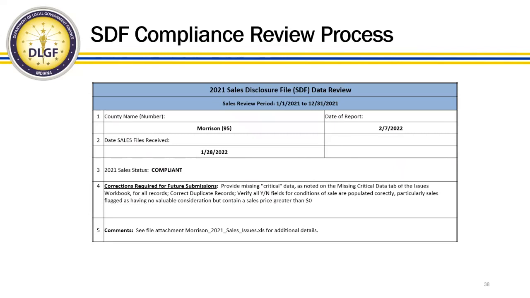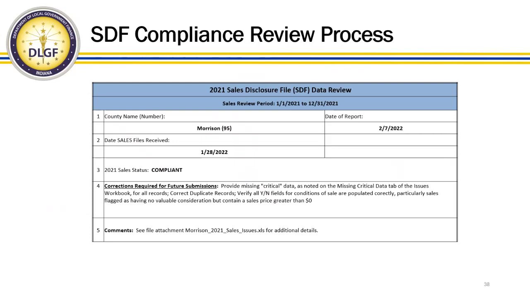So at the top portion of the compliance report, this is basically just summary information, kind of like the header record, if you will. It's going to have your county number and name listed. It'll have the date of the compliance report. It'll have the date the sales files that you submitted the information in the Gateway Sales Application site. Most importantly, it's going to have the official status of your sales data. It'll say either compliant or non-compliant.